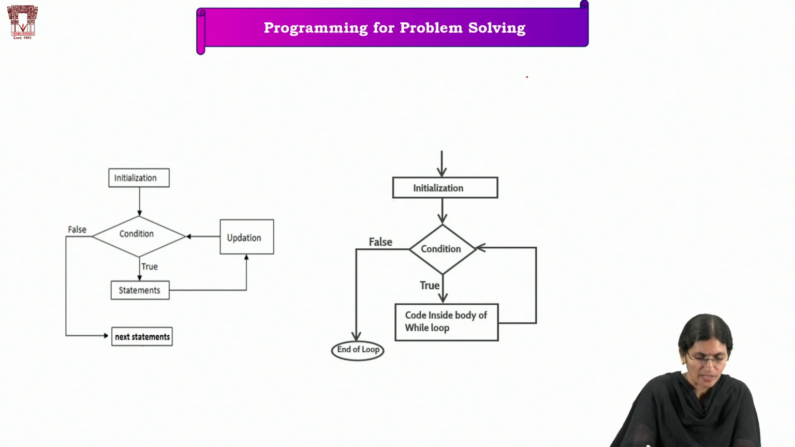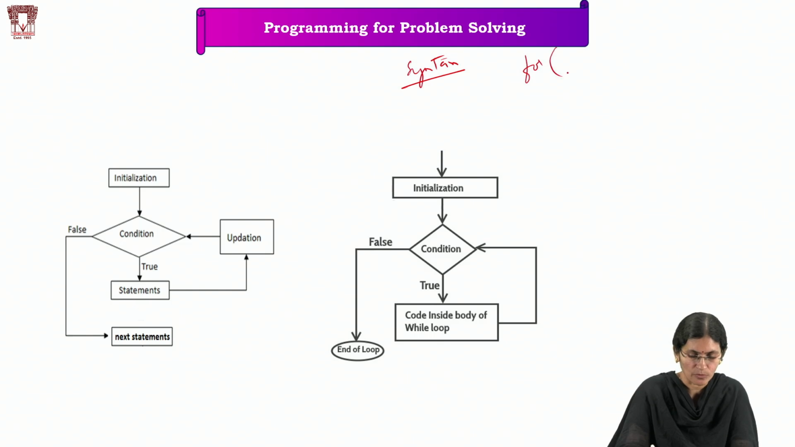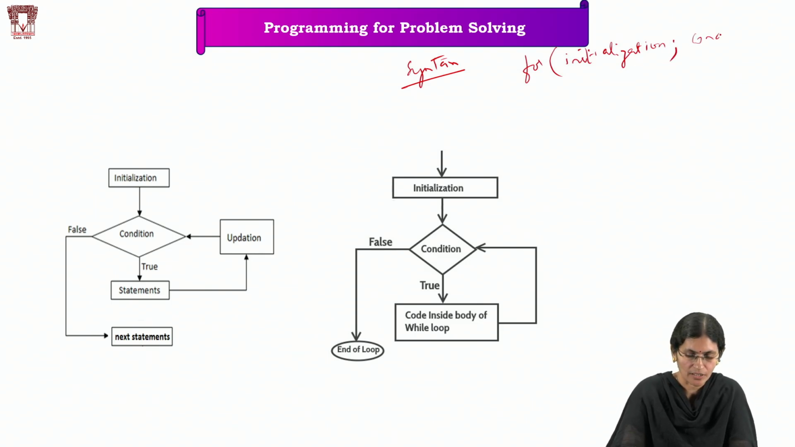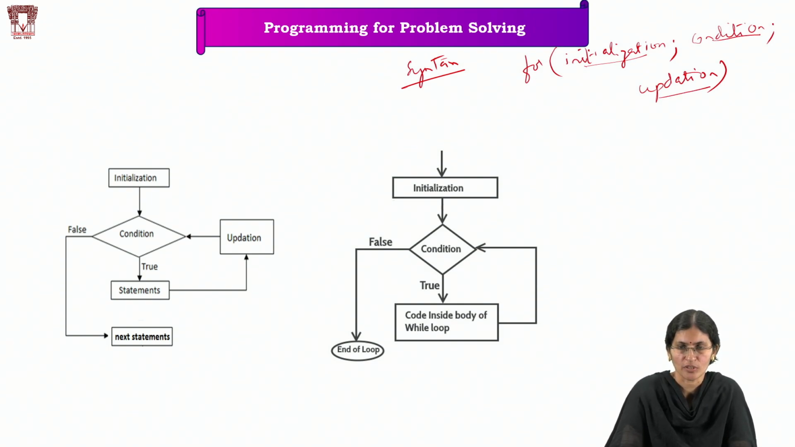First we'll see the syntax of for loop. This is how we can write the for loop in the program. For initialization, then semicolon, after that the condition, after that the updation expression. Basically in any loop we have three expressions: initialization, conditional expression, and the last one is update expression.